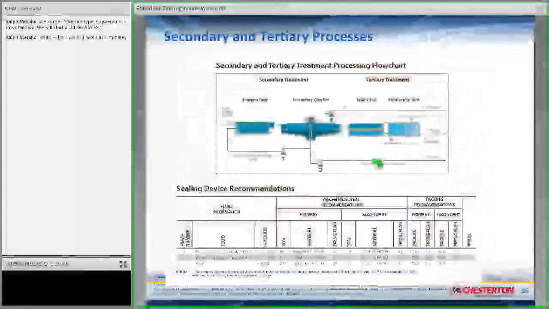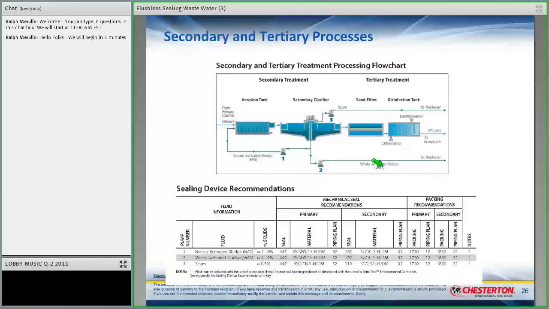So here are Chesterton's recommendations in the wastewater guide. You'll notice they've said we don't want to use carbon in these processes because there are a lot more solids. So they're recommending hard face seal face materials that are not prone to abrasion. They are still asking for a flush, but just because they ask for a flush doesn't necessarily mean the flow rates are so high that they're unacceptable. You can really drop those substantially. The other option is a cartridge seal, and then there are mechanical packing options here as well.